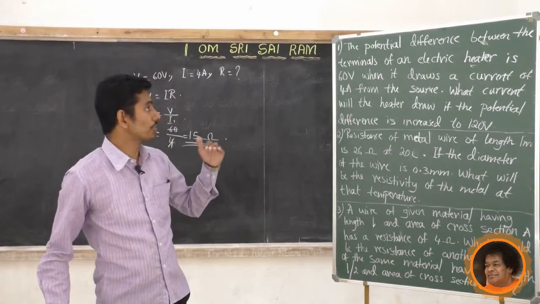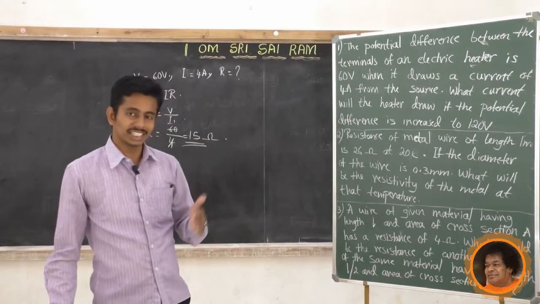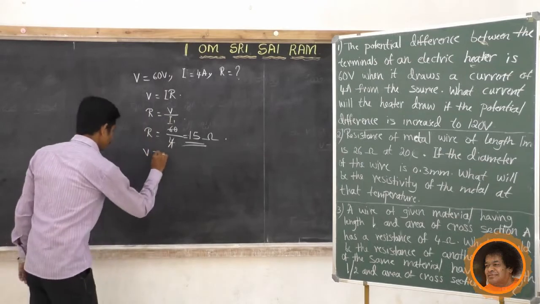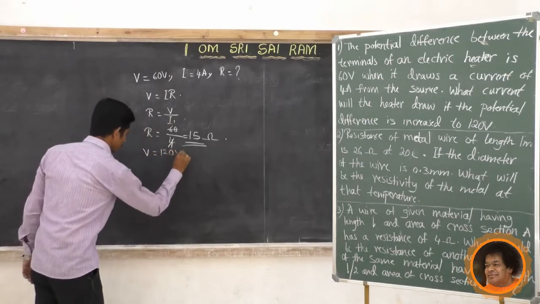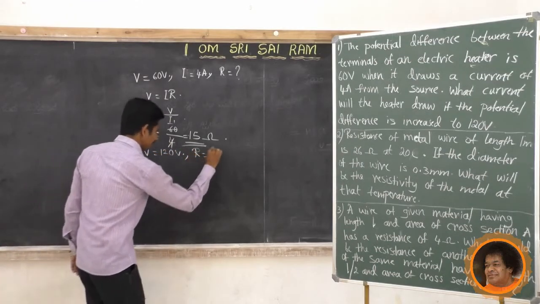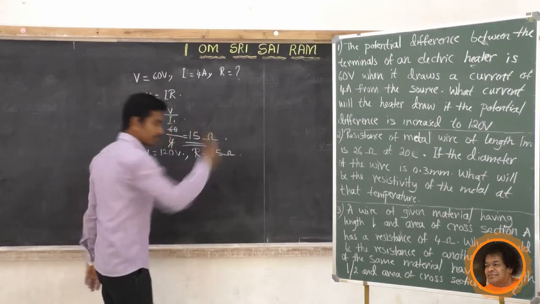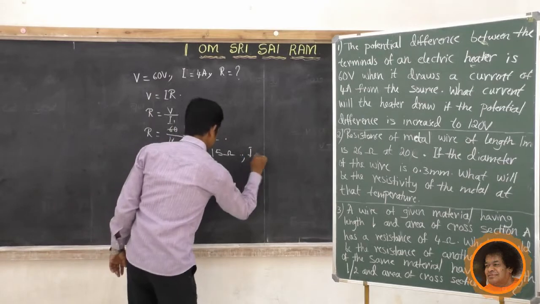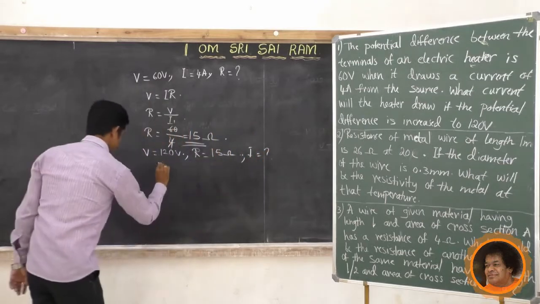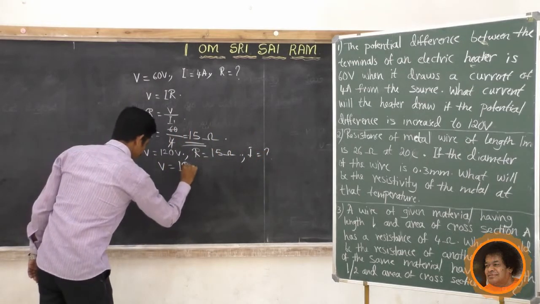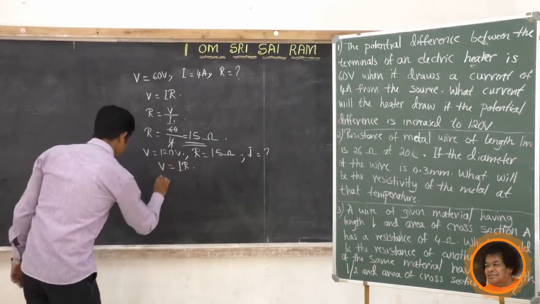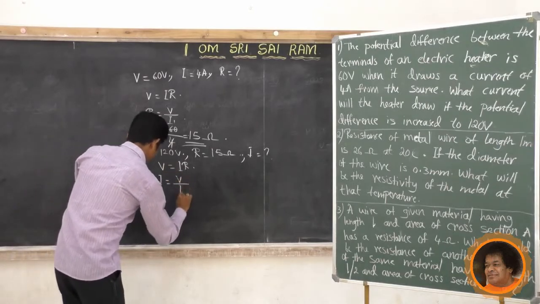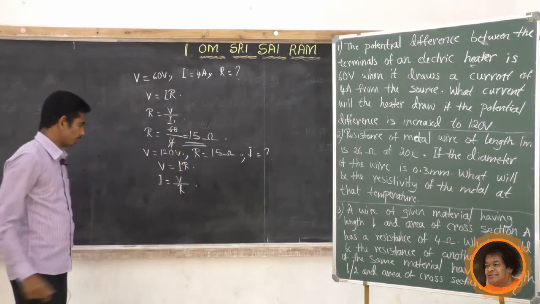Now what is the question? The potential difference is increased from 60 volt to 120 volt. So now the potential difference is 120 volt. What is the resistance in the circuit? It is the same, 15 ohm only. Now find the current in the circuit. That is I. Use the same formula, V equal to IR from Ohm's law. Find I. So I equal to V by R.